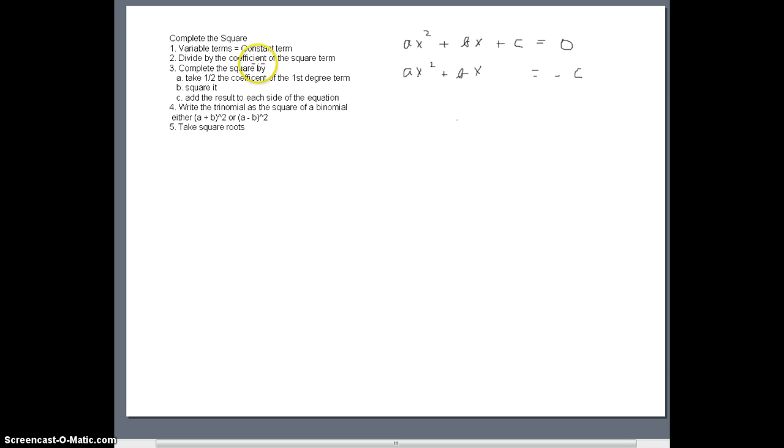We need to divide by the coefficient of the square term. The coefficient of the square term is a. When we divide, we'll write the fraction form for each term. A divided by a, of course, is 1. To divide b by a, we'll write it in the form of a fraction. And then divide negative c by a.